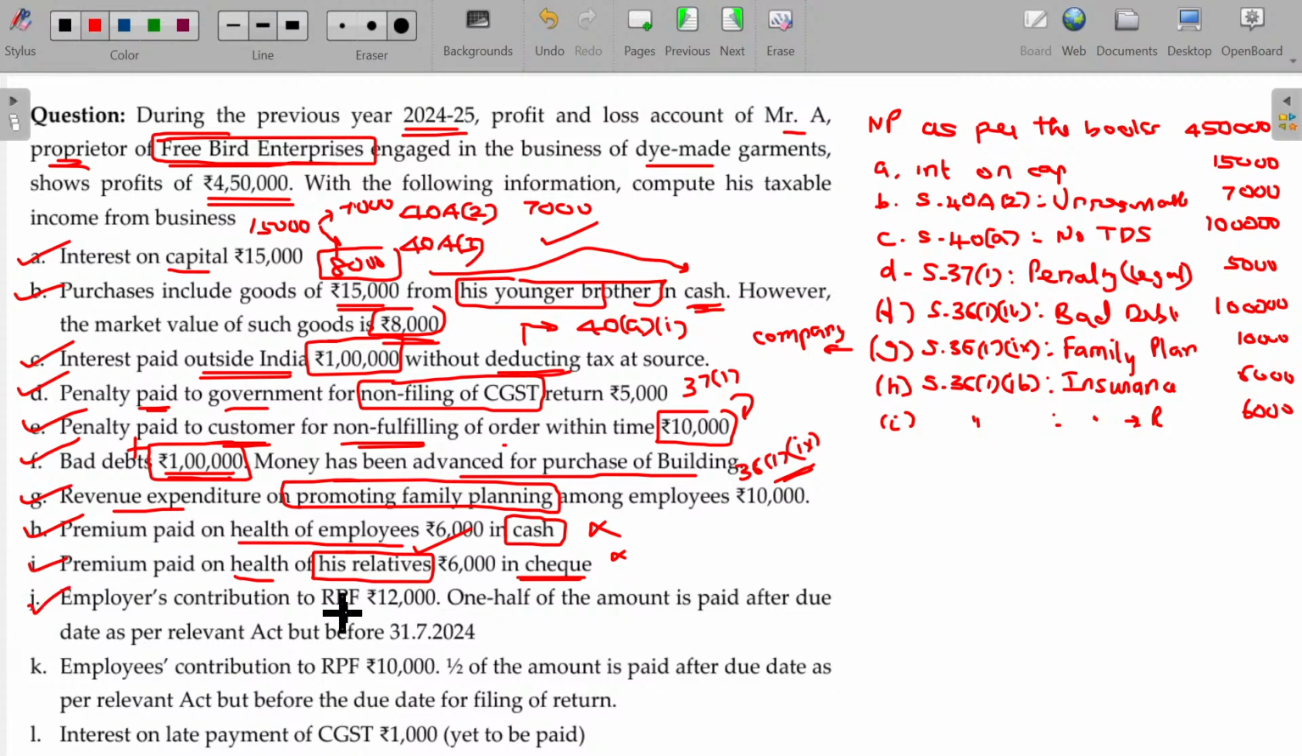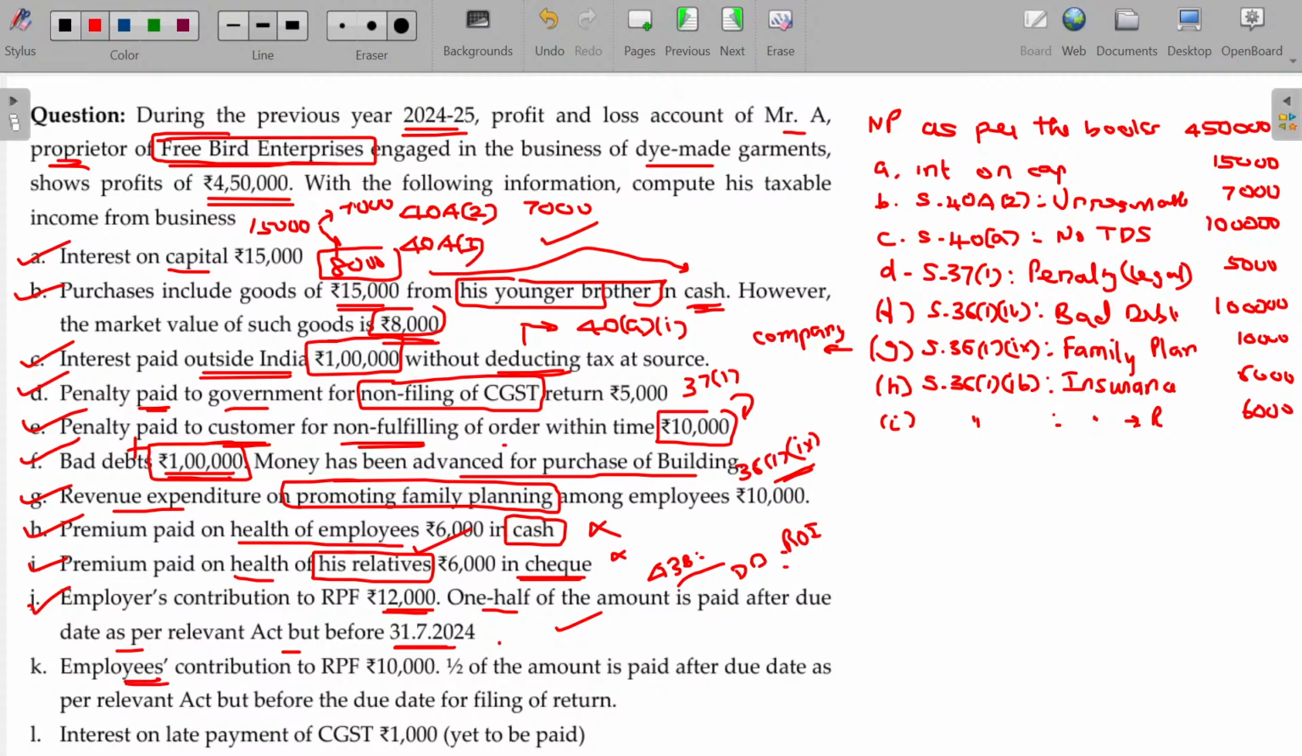Employer's contribution to RPF, 12,000 rupees. Half of the amount is paid after the due date as per the relevant act, but before the due date of filing. Employer's contribution can be deductible on payment basis as per section 43B. What does section 43B say? You have to make the payment before the due date of filing of ROI, which means 31st July. They have paid all the amount within the due date, so you need not disqualify that. What they have done is correct.